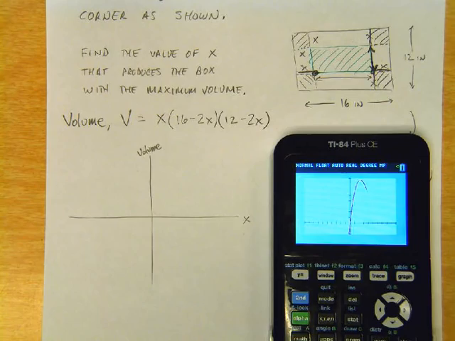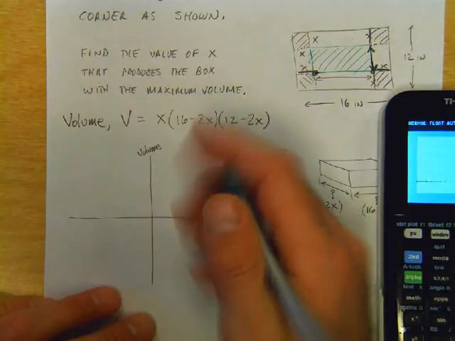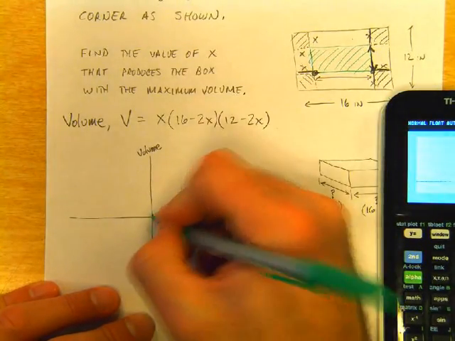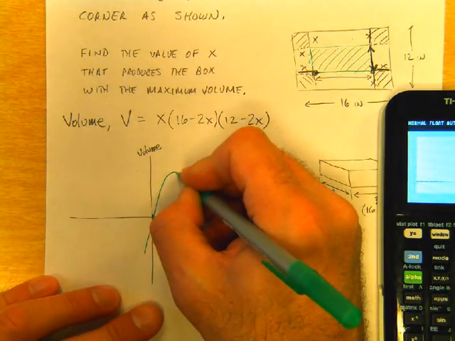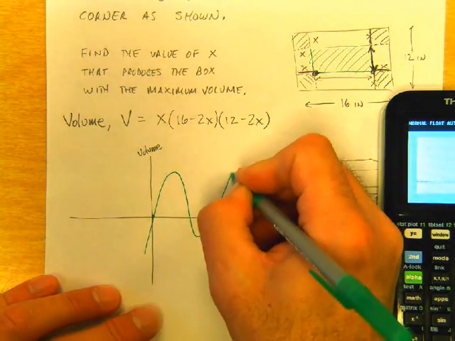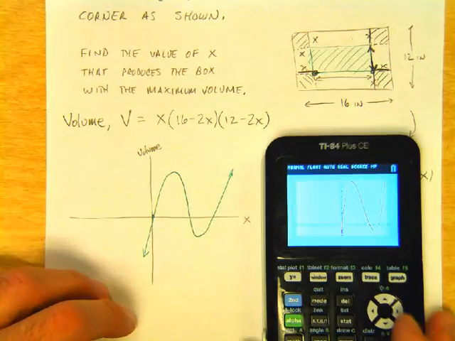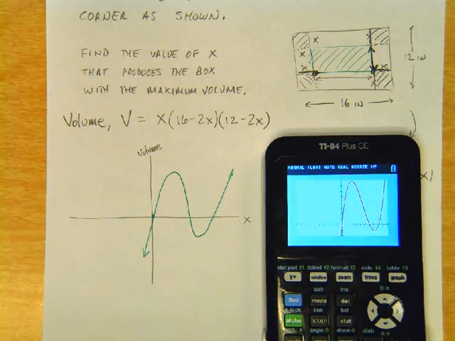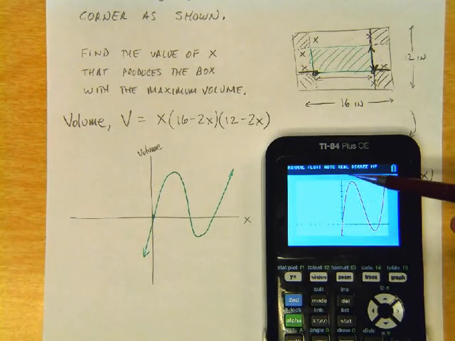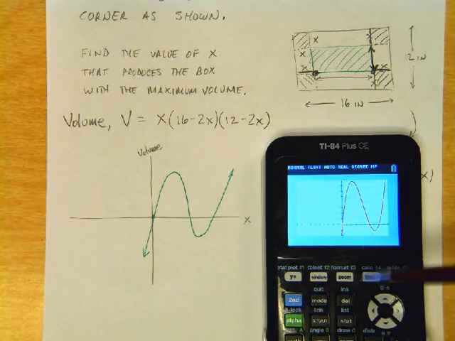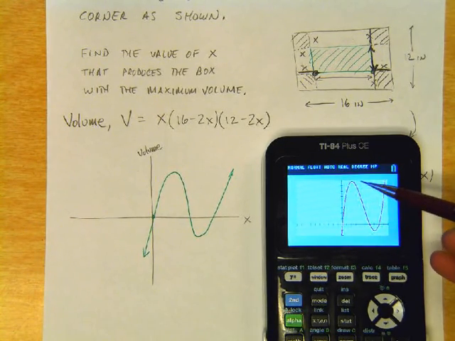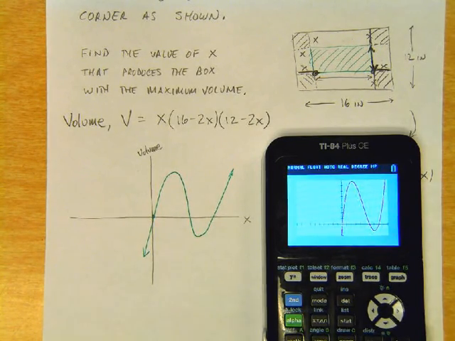Okay, so I'm going to draw a little sketch of that, and it looks like it goes just like that. Now, remember the y-axis is the volume. So where would you expect the maximum volume to occur? At the relative max. But before we do that, we need to check our domain. And I'll show you why. Let's check the domain first of all.